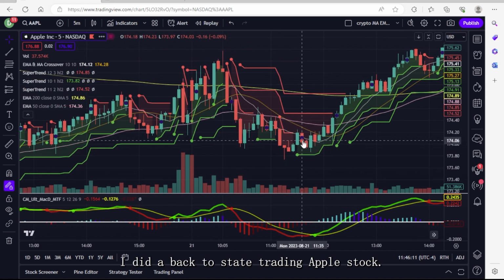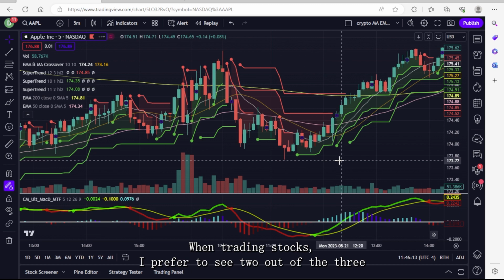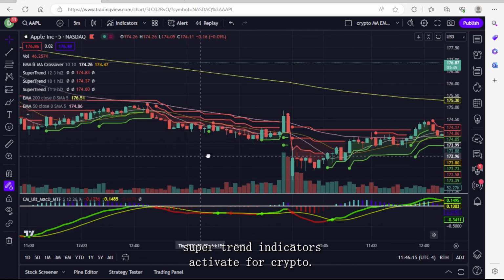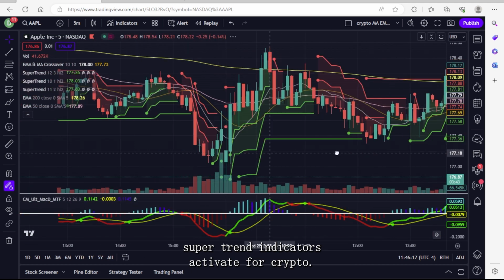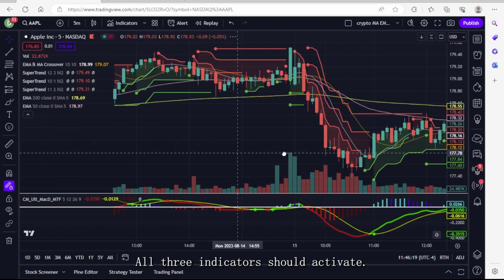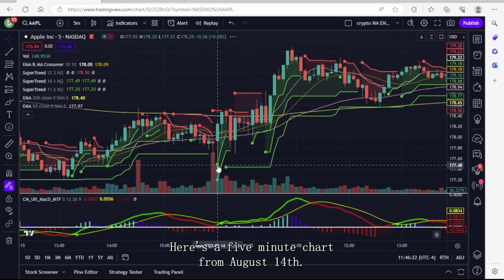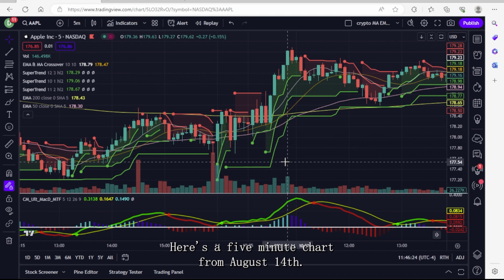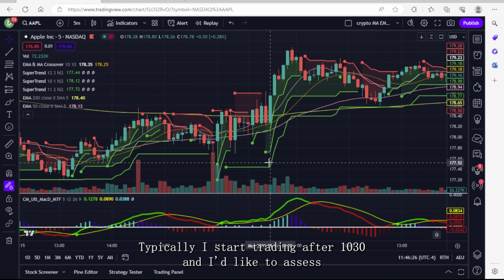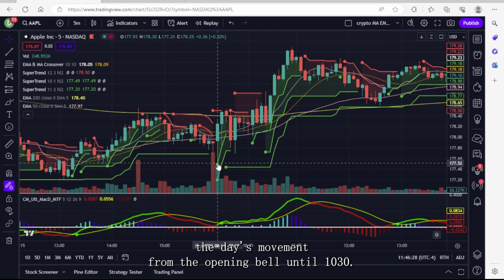I did a backtest day trading Apple stock. When trading stocks, I prefer to see 2 out of the 3 SuperTrend indicators activate. For crypto, all 3 indicators should activate. Here's a 5-minute chart from August 14th. Typically, I start trading after 10:30 a.m. I'd like to assess the day's movement from the opening bell until 10:30.